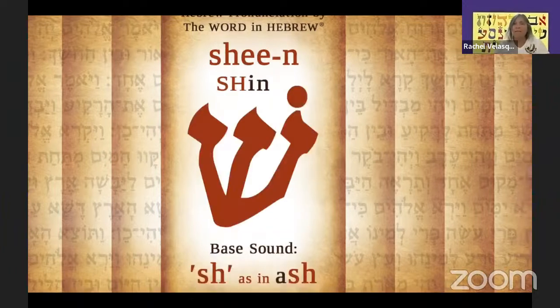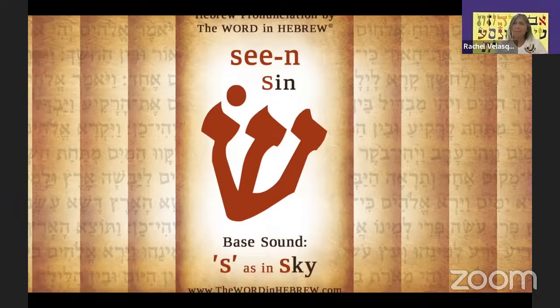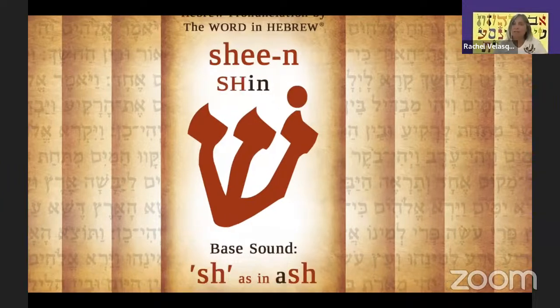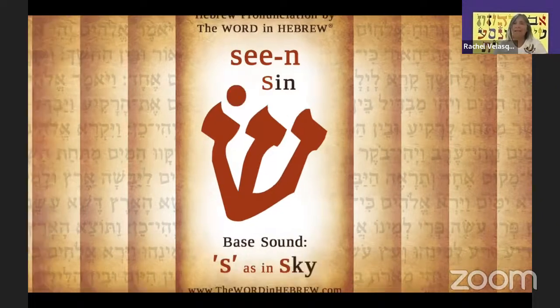Then we have shin. It's a sh sound, as in ash. Shin. Same letter? No, it's different. See that dot above? That makes it a sin, as in S for sky. Sh as in ash, and s as in sky.